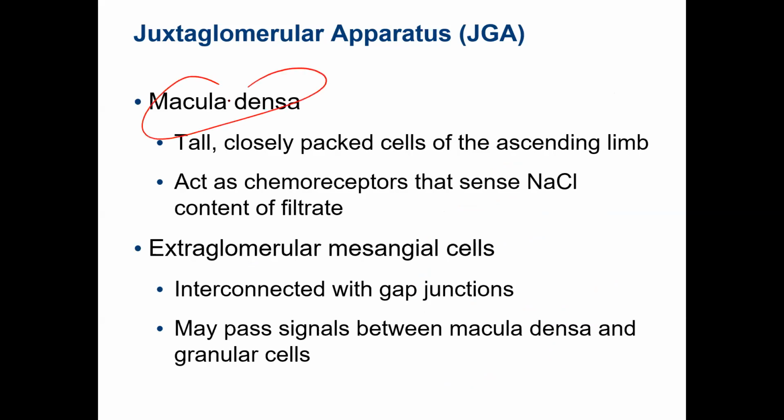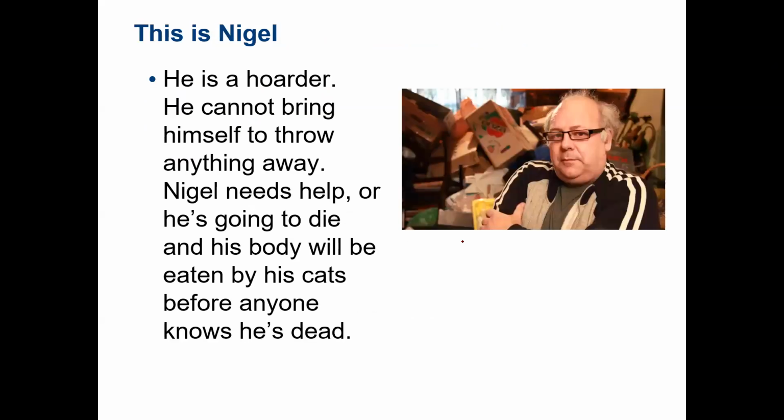The macula densa cells are chemoreceptors that detect salt content. And then there are cells called mesangial cells that let these two areas communicate with one another. So let's talk about the big picture, because this is really what I'm concerned with. Big picture, why do you pee? Don't say because you needed to.